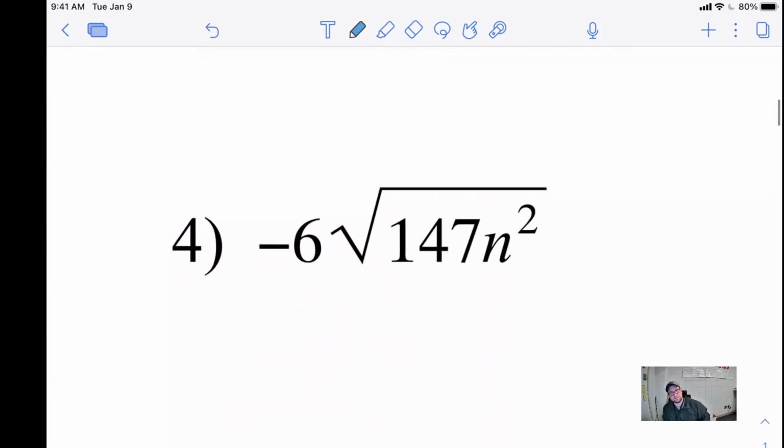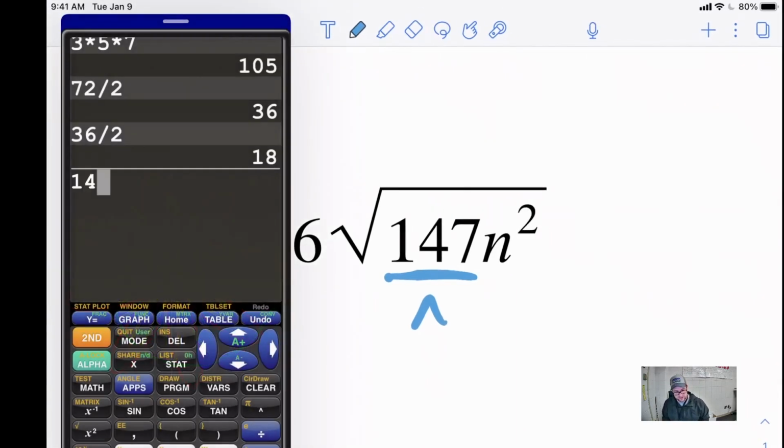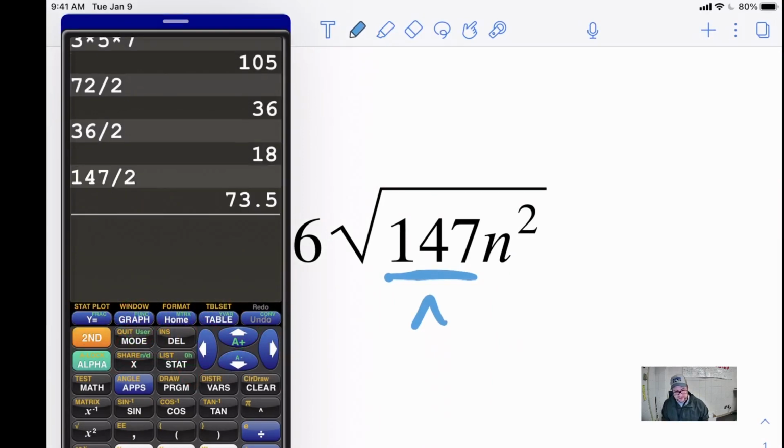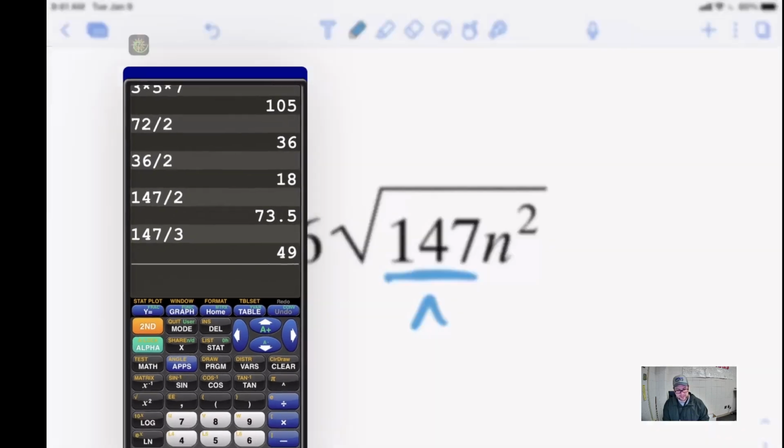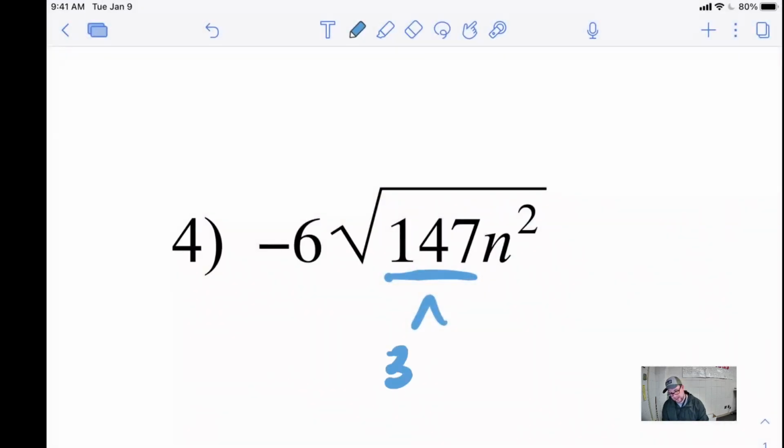Here's our last one. When we look at this one, we have 147, so let's break that down. Now, 147 is not an even number, so 2 is not going to go into it. You could even try that on your calculator and figure that out. 147 divided by 2 doesn't go in. So if 2 doesn't go in, maybe let's try 3. 147 divided by 3. Oh, that goes in. It goes in there 49 times. So I'm going to have 3 and 49. And 49 is just 7 and 7.